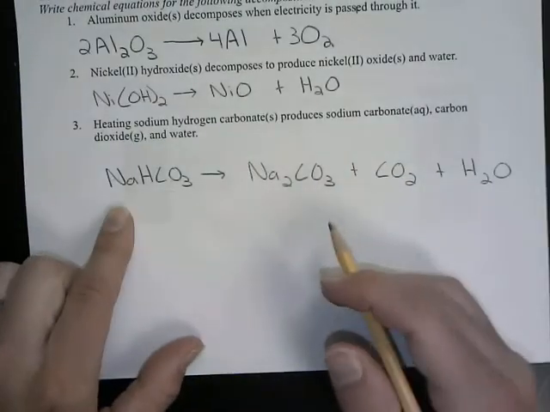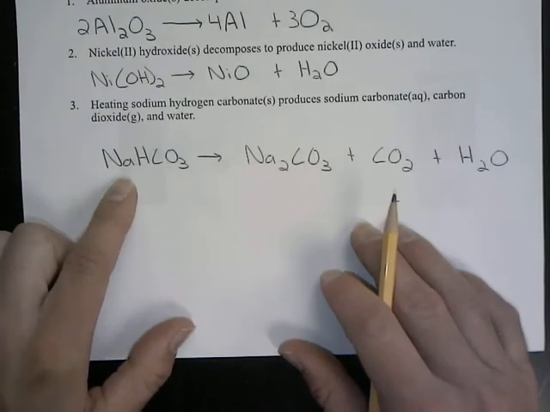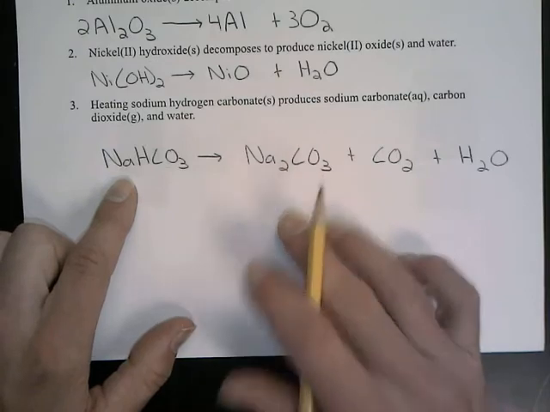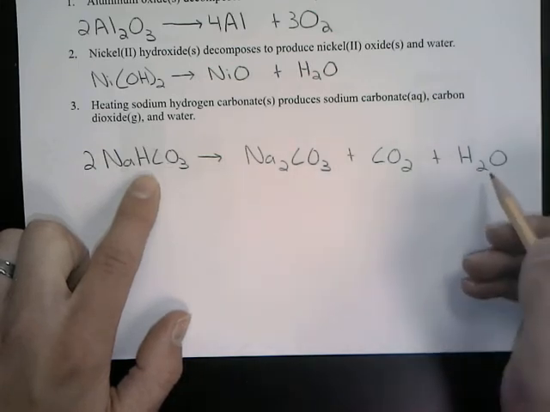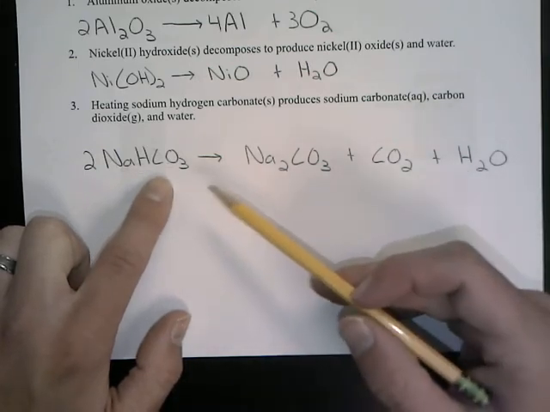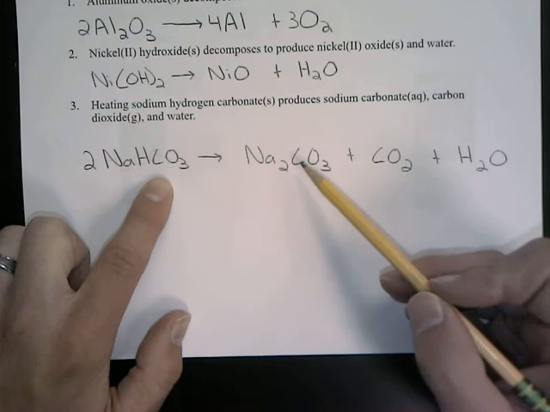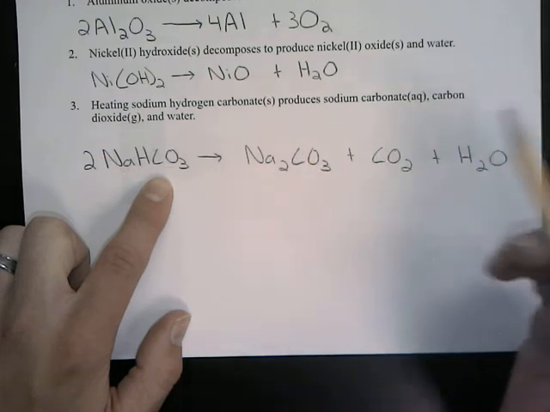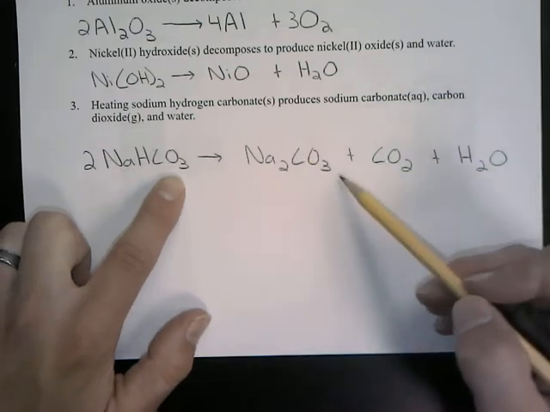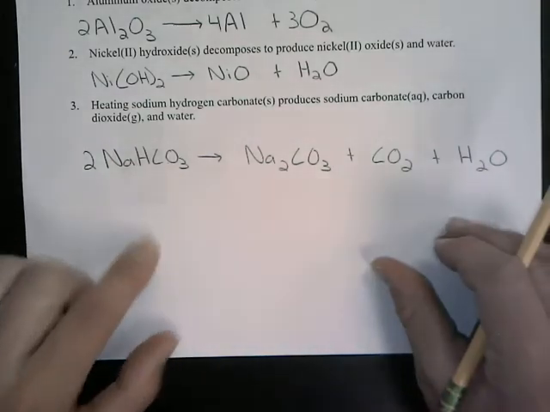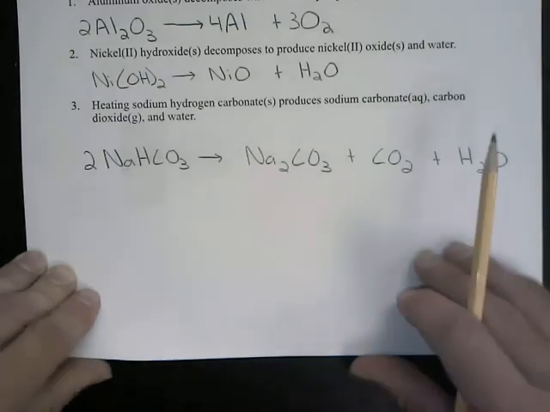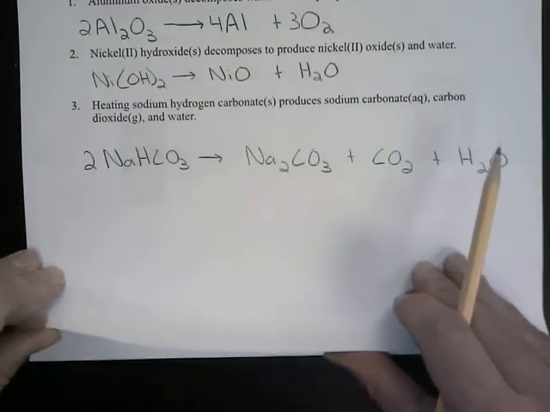Okay, so we go to balance. We have 1 Na on the left, 2 on the right. We produce 2. Okay, now we have 2 H's on the left and right, so they're good. We have 2 carbons, and be careful here. We have carbon 1, carbon 2, so we're good. And we have 6 oxygens. We have 3 plus 2, 5, plus another 1, which is 6. So that right there is balanced by just putting that 2 out in front.